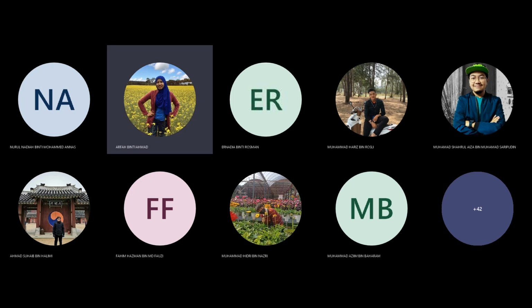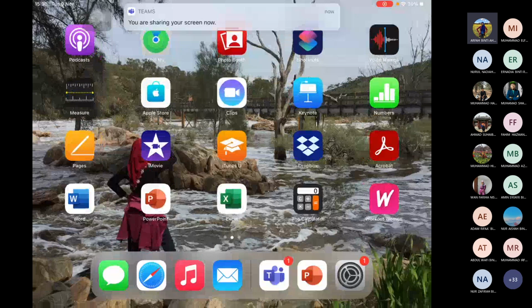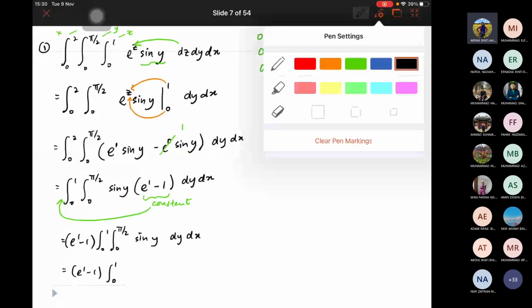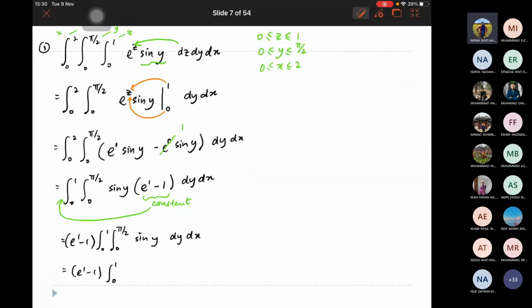Betul, limit tu sampai 2. Tadi salah tulis. Selamat ni. Beritahu. Okay. So betul, jawapan siapa tadi negative cos. Ni 0 sampai 2. 0 sampai 2. Okay, dapat negative cos y, 0 sampai pi per 2.